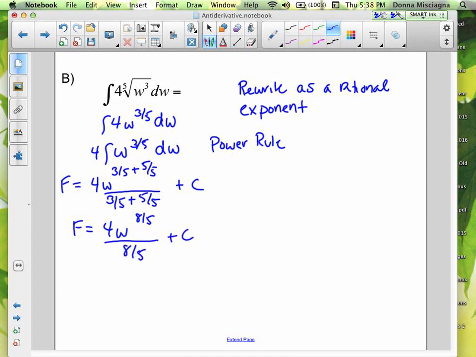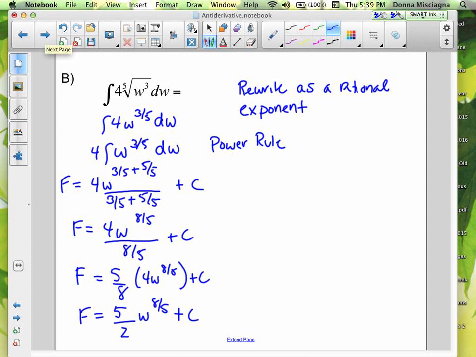And of course, dividing by 8/5 is the same as multiplying by 5/8. So actually, that's going to happen all the time. Anytime your exponent is going to be a fraction, you're going to be multiplying by the reciprocal, because dividing by a fraction is the same as multiplying by its reciprocal. So we have 5/8 times 4w to the 8/5, which is just, so the 8 and 4 will cancel there. So that's just going to be 5 halves w to the 8/5 plus c.